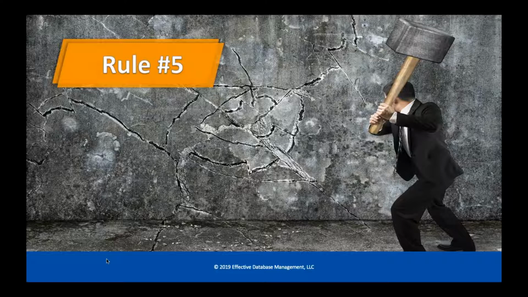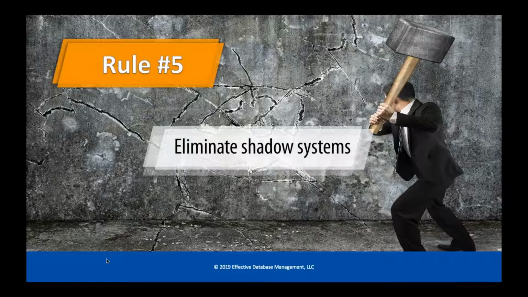Rule number 5, eliminate shadow systems. I mentioned shadow systems in that first rule about the cycle of doom. What shadow systems are is any list of data that is actively managed outside of your primary system. So it's not in your primary AMS, but someone's got a spreadsheet or an Outlook group or something else where they've got data and they're actually actively managing it. And what I mean by that is, as data is updated or changes, they actually update it in those spreadsheets or in the Outlook group.